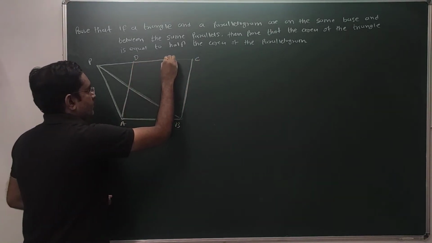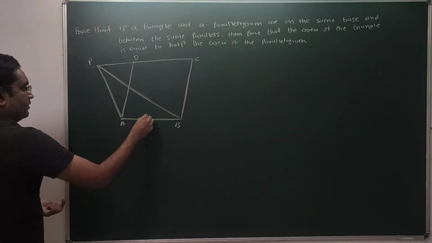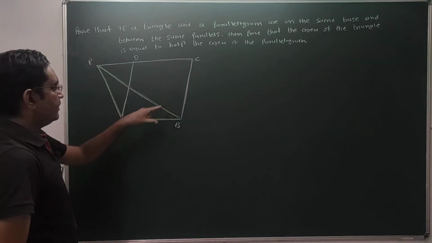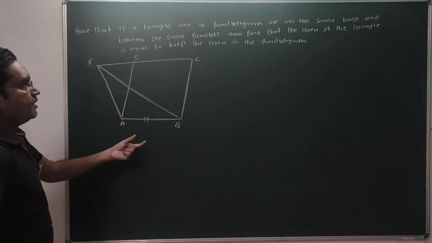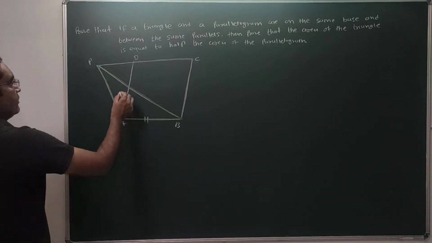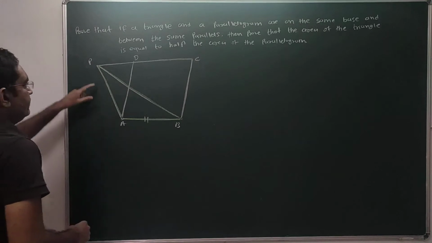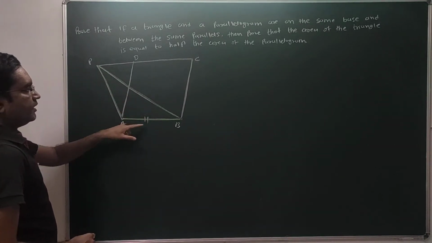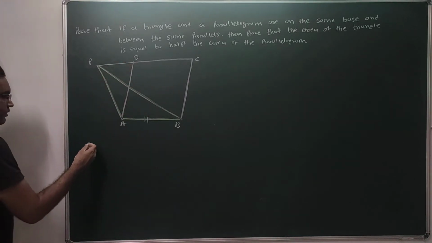Parallelogram ABCD are on the same base. The common base is AB. The base of triangle PAB is AB and the base of parallelogram ABCD is AB. So the triangle and parallelogram are on the same base and between the same parallels. They lie between parallels PC and AB. So here, the area of this triangle PBA is equal to half of the area of parallelogram ABCD, that we have to prove.